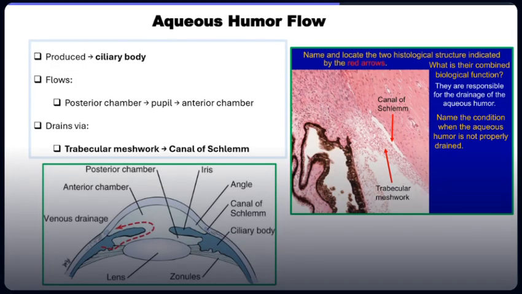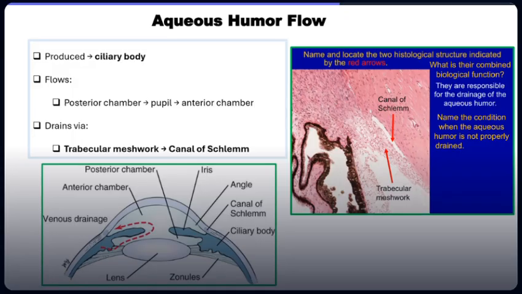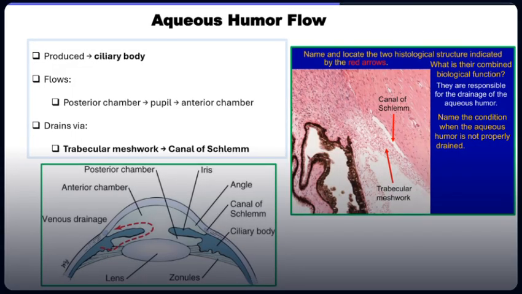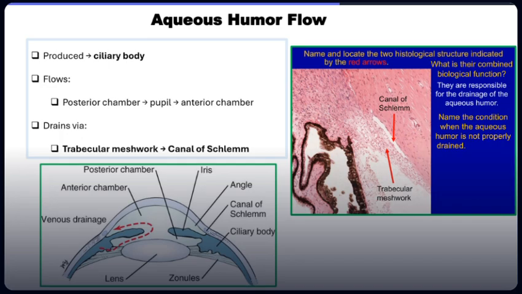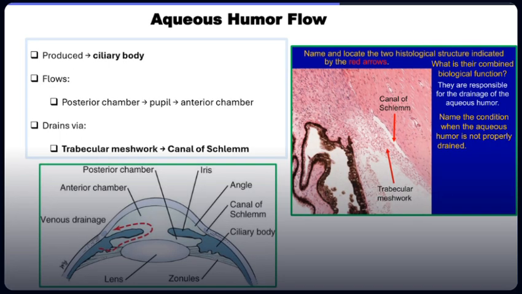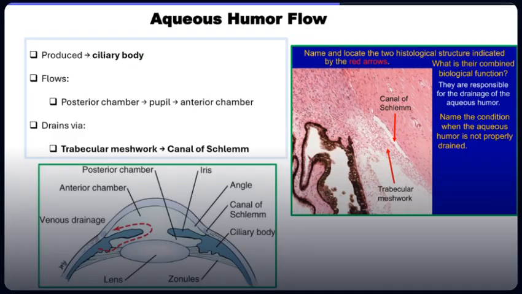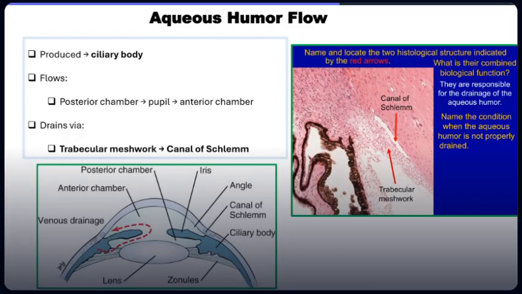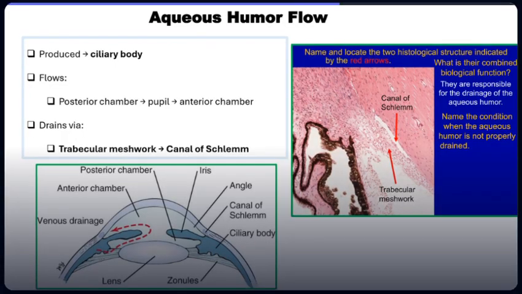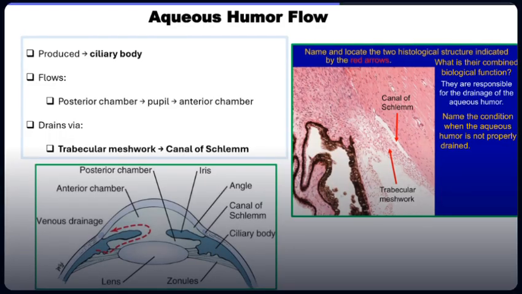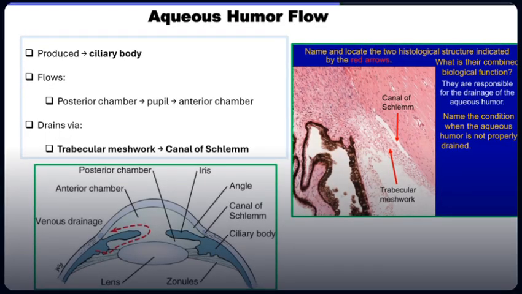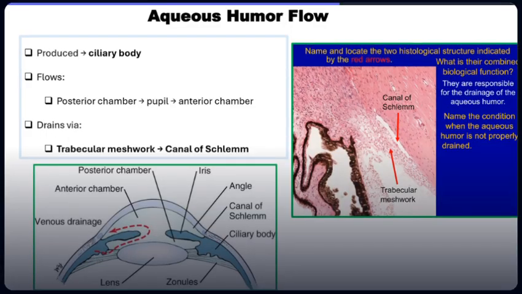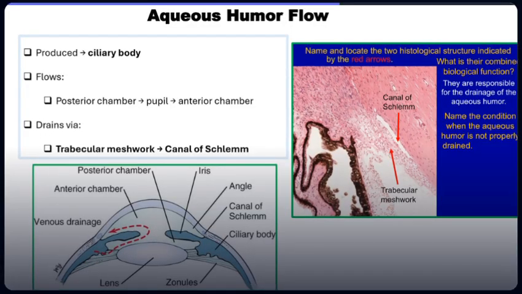Aqueous humor synthesis occurs within the ciliary body, where the fluid is secreted into the posterior chamber before circulating through the pupillary aperture into the anterior chamber. This continuous flow provides essential nutrients to the avascular crystalline lens and cornea, while maintaining the precise intraocular pressure necessary for ocular structural integrity. Look closely at the histological slide on the right to identify the trabecular meshwork and the canal of Schlemm, which serve as the primary exit filters for this fluid into the venous system.